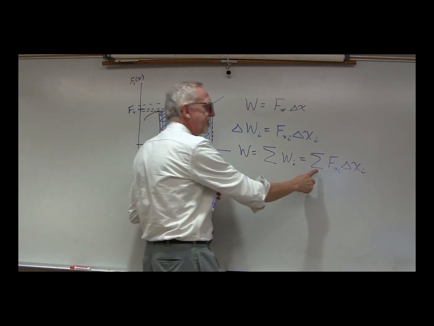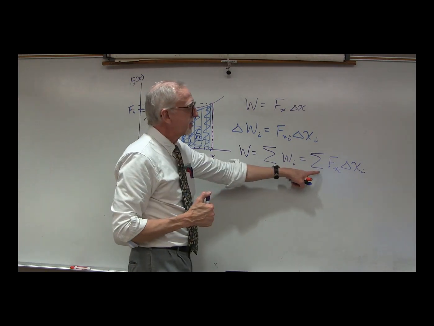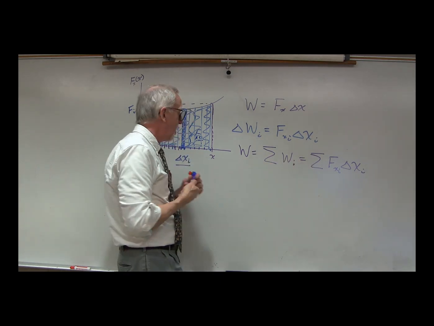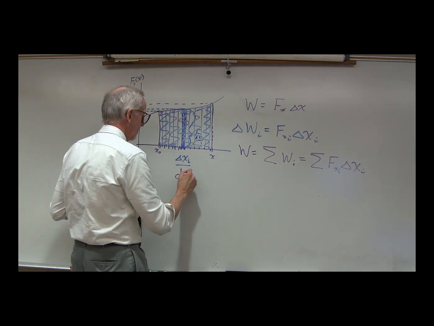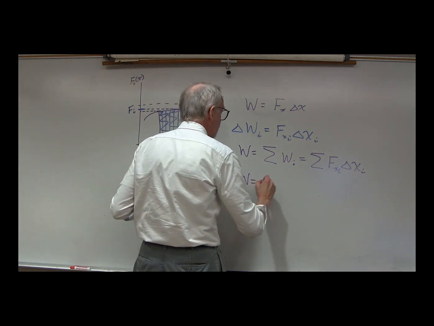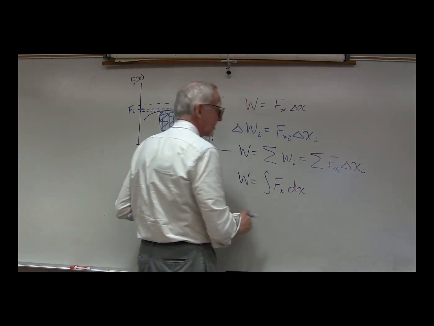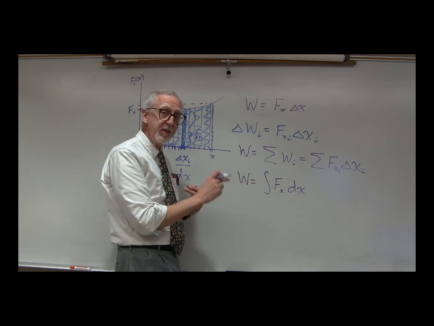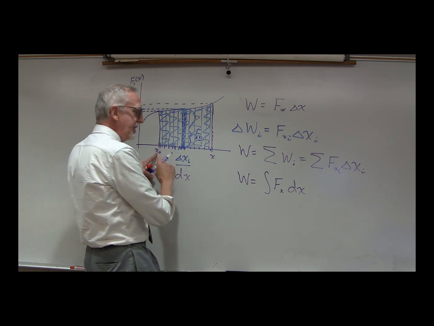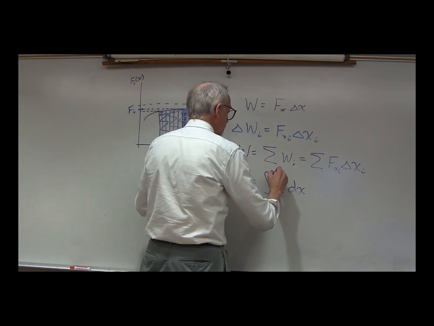And then rather than just summing them up, what do we have to do? We have to integrate. So when we take our delta x's so small that we could call them dx, that sum becomes an integral. So the work is then the integral of F sub x dx. Still, remember, the component of the force in the x direction. And then we integrate from where to where? We integrate from our initial position, x naught, to our final position, x.